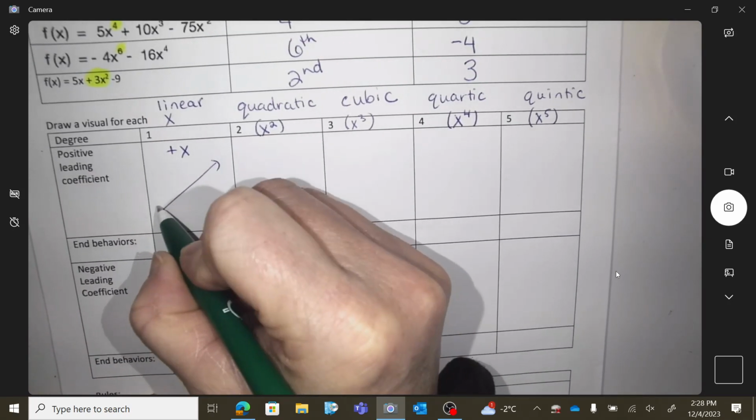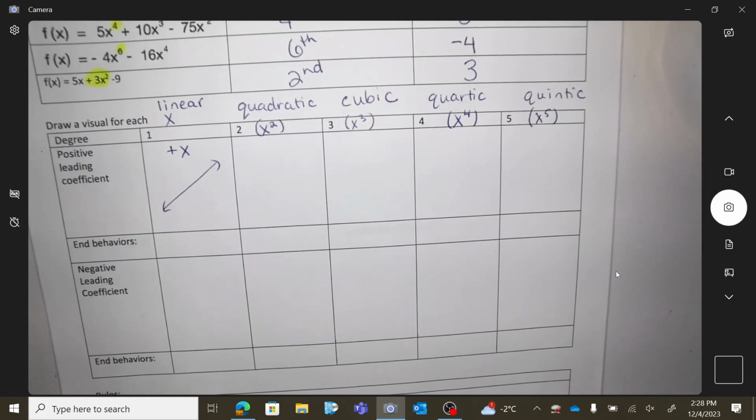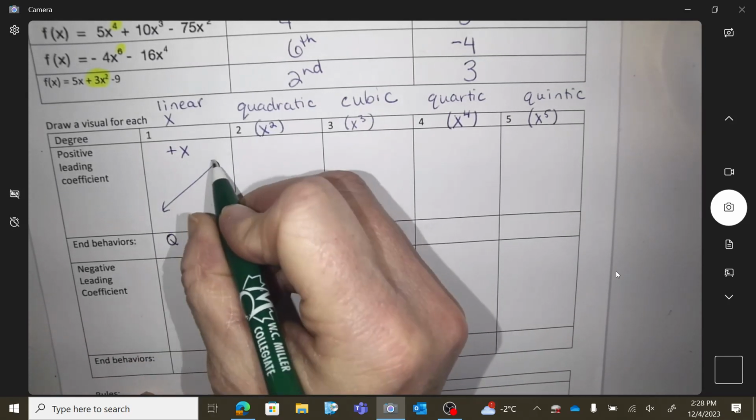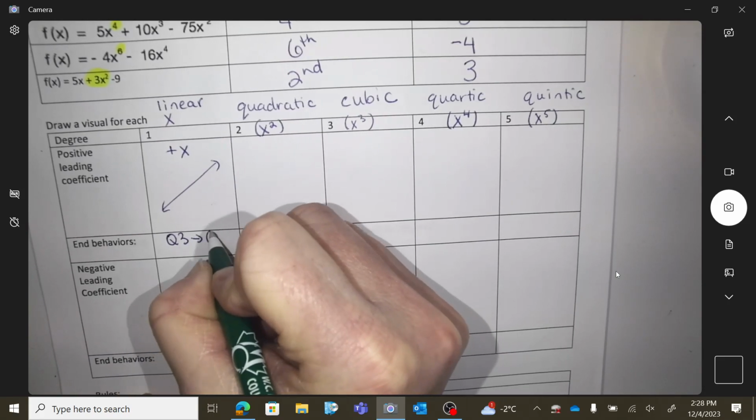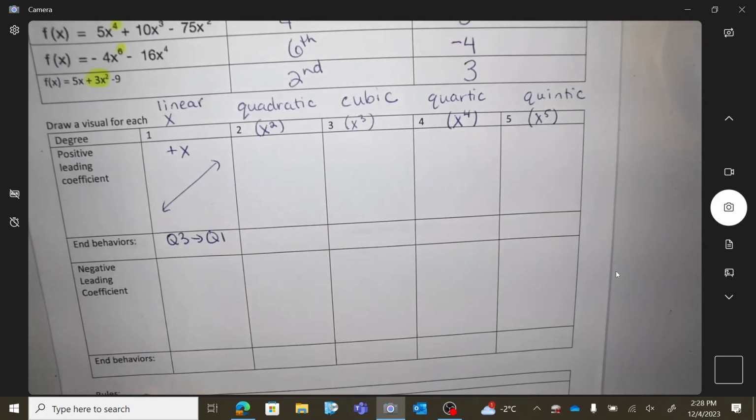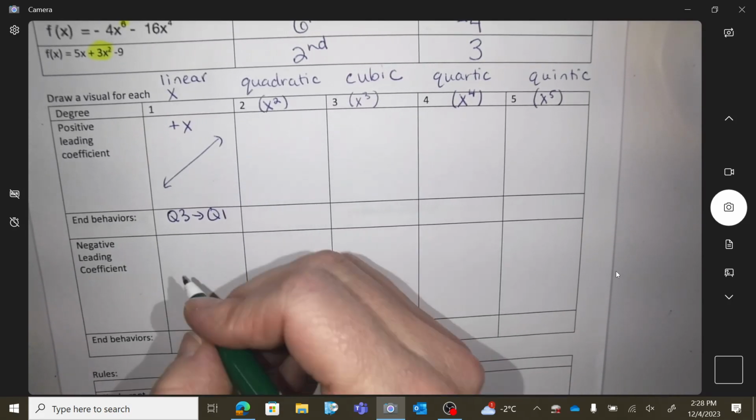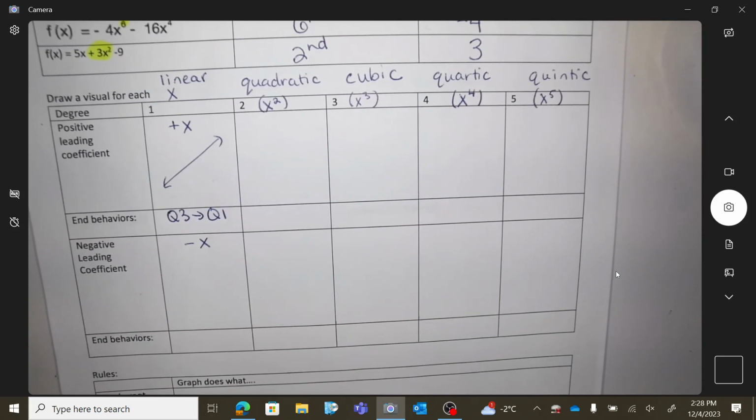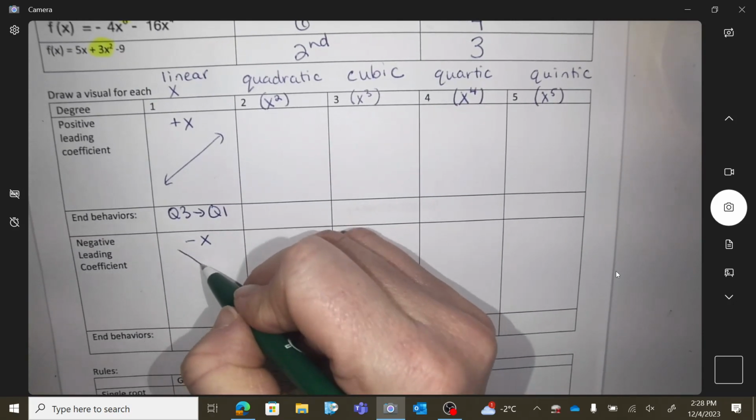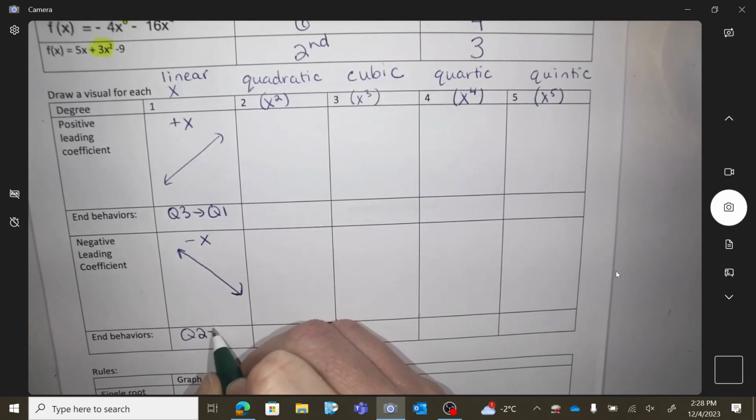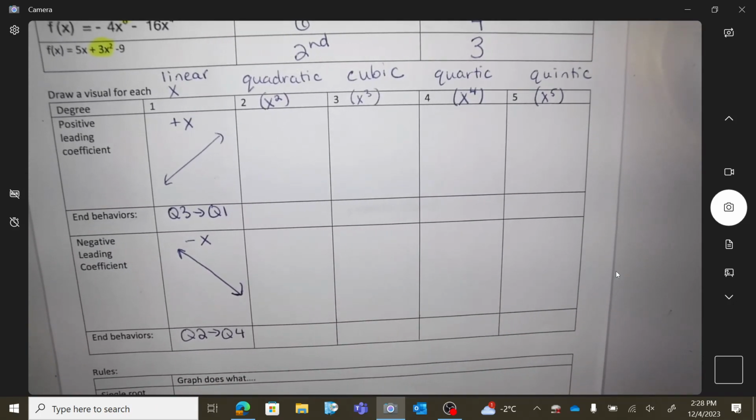Okay, so if you have a positive x, it will make a line that goes uphill. So this would go from quadrant 3 to quadrant 1. And if you have a negative x, what would it look like? It would slide going downhill. So this would go from quadrant 2 into quadrant 4.